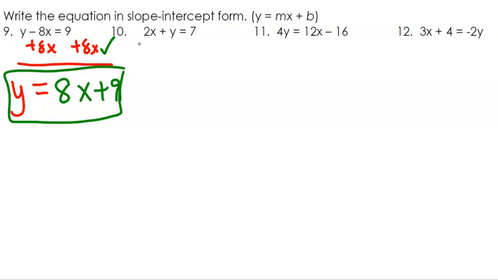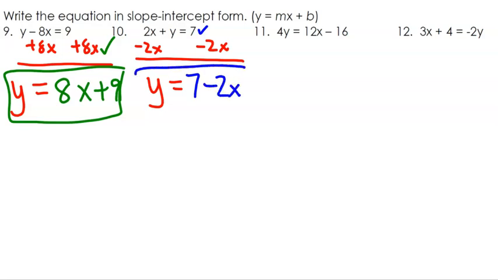Number 2 requires us to do a similar move, but this time we'll use subtraction. Again, we've isolated our letter y, and it doesn't matter which term you write first. So this time, I'll write the 7 first. That is in slope-intercept form, because the y is by itself, which is the goal.